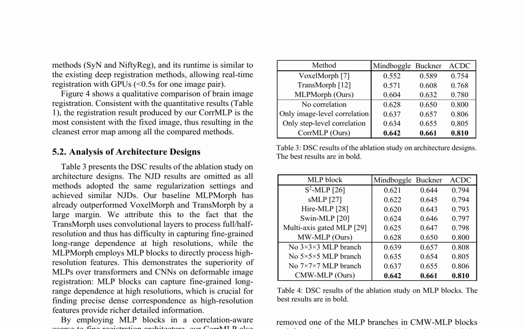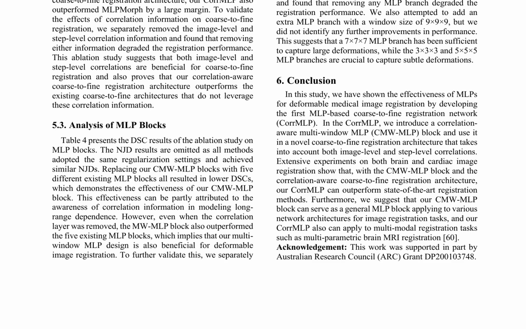A qualitative comparison illustrates the superior registration results produced by the CorrMLP, with cleaner error maps indicating better alignment with the fixed image. An ablation study on architecture designs reveals that both image-level and step-level correlations are beneficial for coarse-to-fine registration, as removing either type of correlation information degrades the registration performance. The effectiveness of the CMW-MLP block is validated through an ablation study on MLP blocks, where replacing the CMW-MLP block with other existing MLP blocks results in lower DSCs. The study also demonstrates that the multi-window design of the CMW-MLP block is crucial for capturing large and subtle deformations in images.